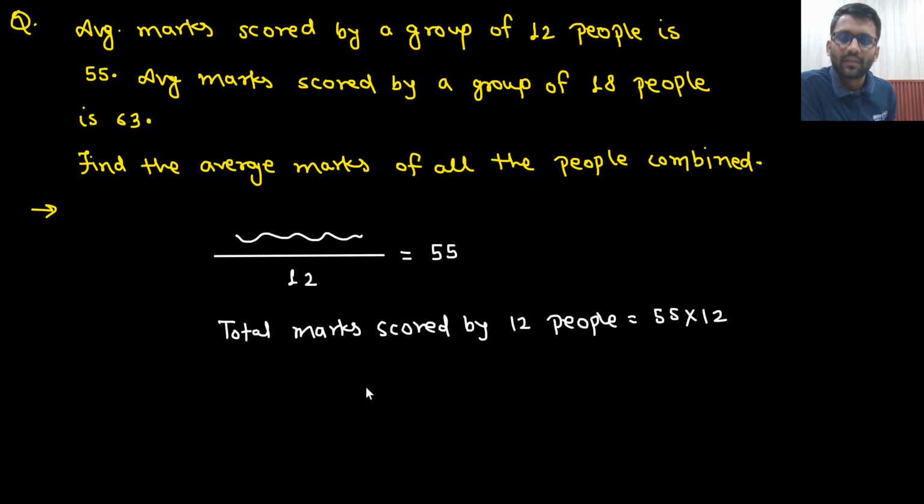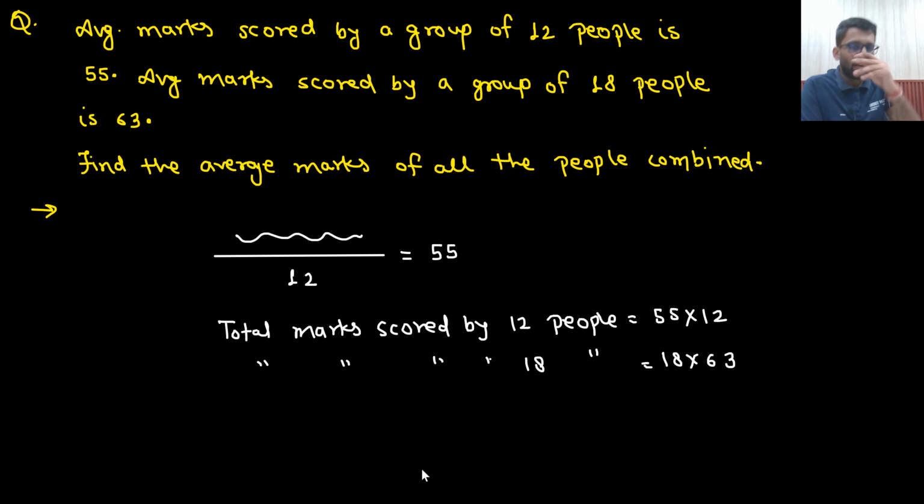Right? Average marks scored by a group of 18 people is 63. So total marks scored by 18 people, what would that be? 18 into 63. Say yes or no. Average was 63 and 18 people were there, so total marks would be 18 into 63. Now I need to find the average marks of the whole.